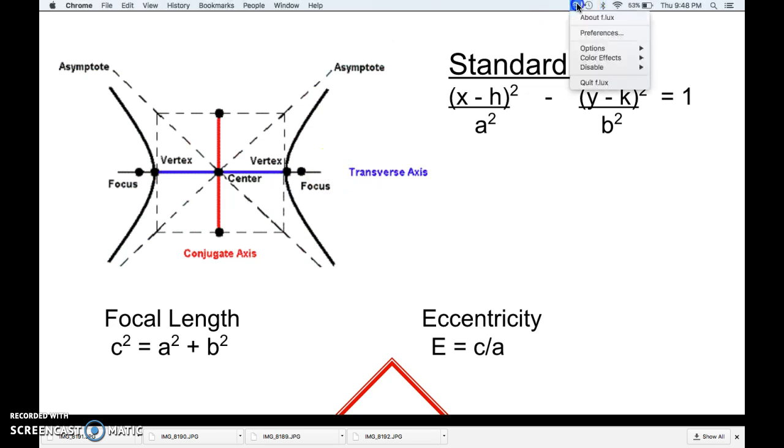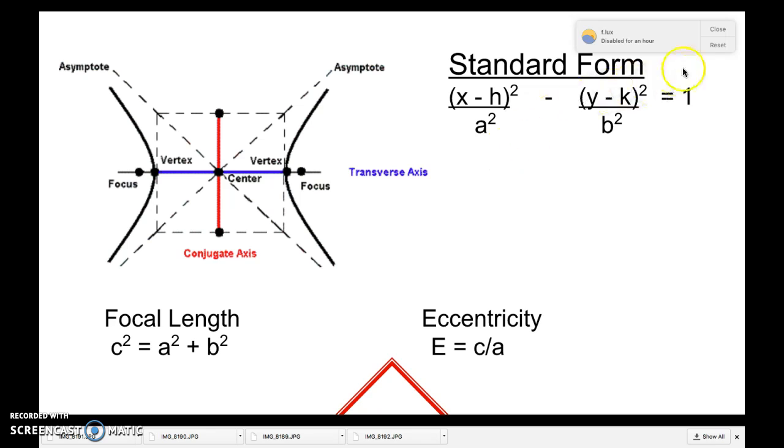And we need to get rid of that. Sorry, the lighting went bad there.